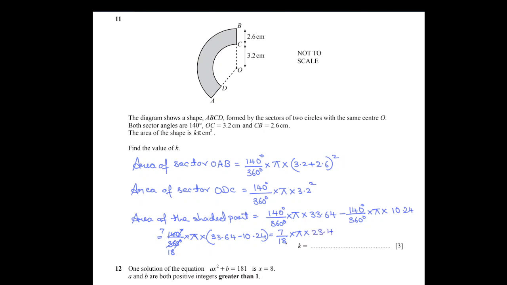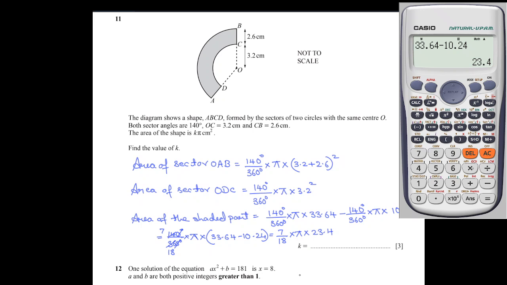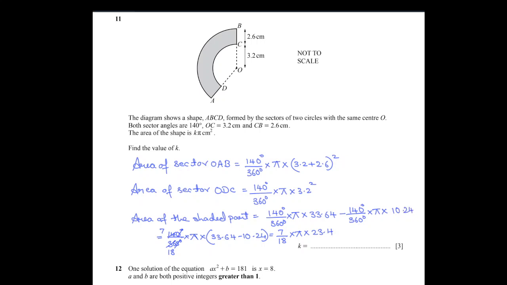We can do this 7 by 18 into 23.4 to make it a constant. So let us do 7 by 18 into 23.4, which is 9.1. So this will be equal to 9.1 pi centimeter square. So k pi centimeter square is equal to 9.1 pi centimeter square. So k value is 9.1. Question number 11 is done.